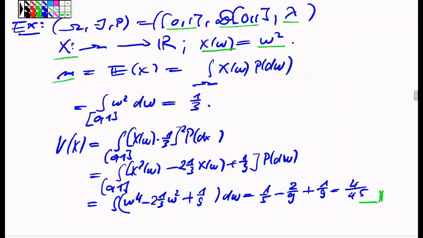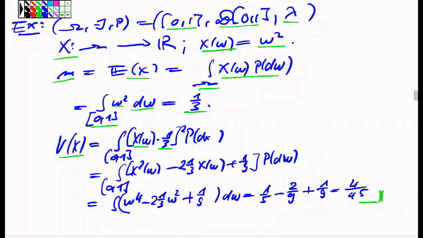The expected value then is the integral of X of omega integrated against the probability measure P over the set omega, which in our case is the unit interval. So we need to integrate the square function against Lebesgue measure, which is a third. For the variance, we compute this difference of the realization of the random variable and its mean. We square this and integrate.